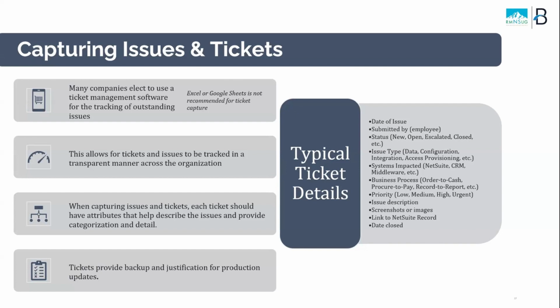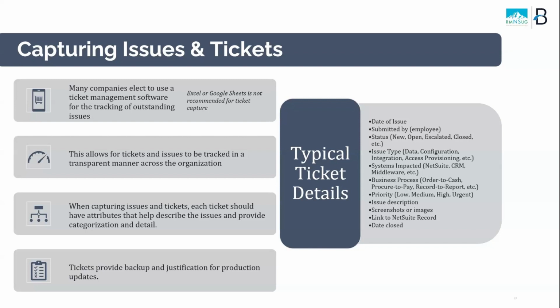Tracking in an effective manner allows for quick resolution. On the right side here, you'll see some typical ticket details. This really helps route issues for admins, right? They should know the date of the issue, who submitted it. They should understand the status. Is this a new issue? Does it need to be escalated? Has it been closed out?